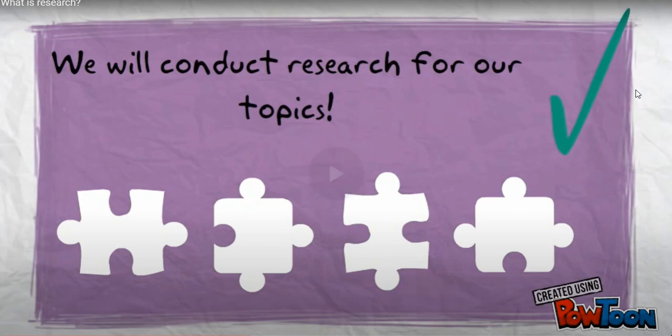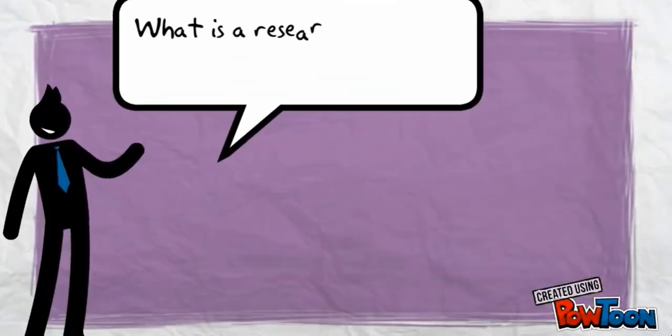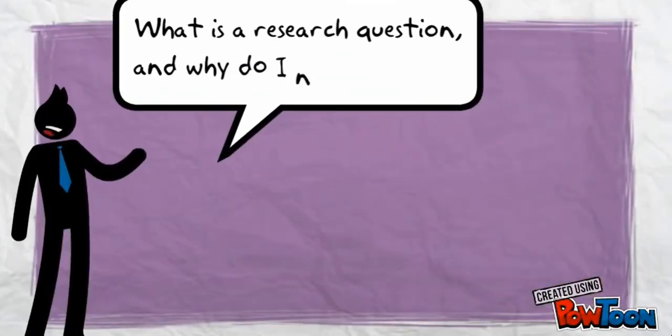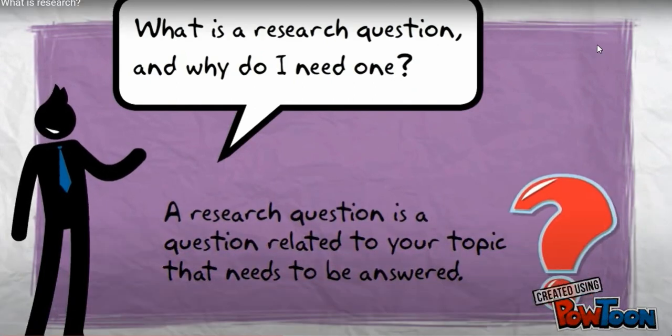Okay, so here is some example of how we define research. What is a research question and why do we need a research question? This is the same as what I told you just now. A research question is a question related to your topic that needs to be answered. So a research question basically guides you to get some information to answer the research question.